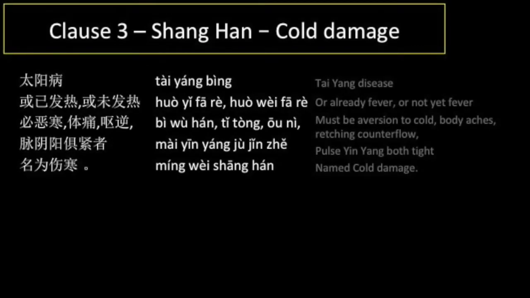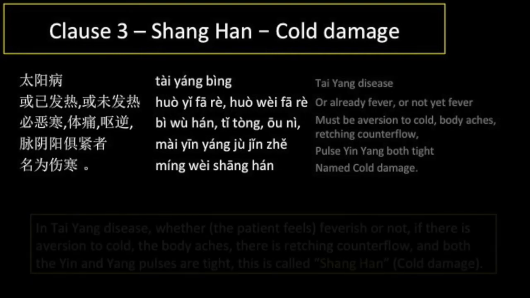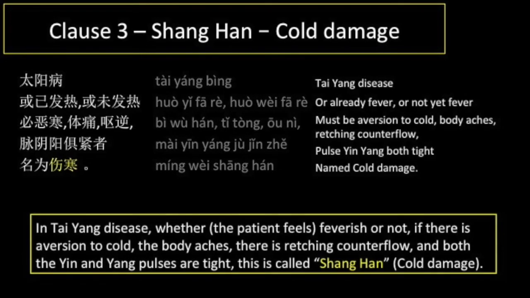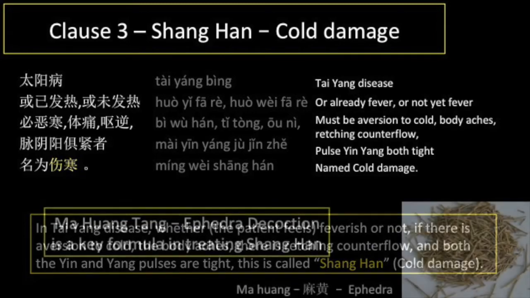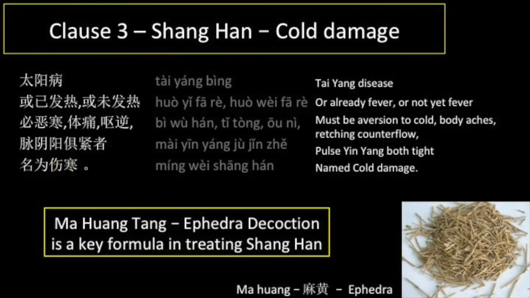Clause 3 defines Shang Han or cold damage. 太阳病，或已发热，或未发热，必恶寒体痛，呕逆，脉阴阳俱紧者，名为伤寒。 In Tai Yang disease, whether the patient feels feverish or not, if there is aversion to cold and the body aches, there is retching counterflow and both yin and yang pulses are tight, this is called Shang Han or cold damage. The key formula for treating Shang Han is Ma Huang Tang or ephedra decoction. We will be discussing this formula in more detail in a future video.